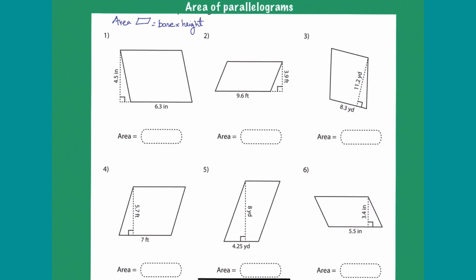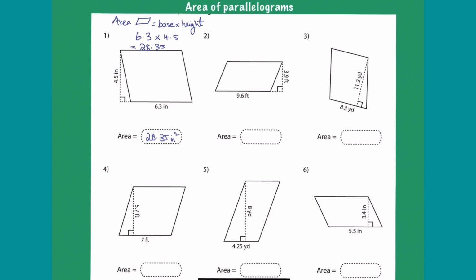So let's go straight into number 1 and let's do it. So the first one is base, which is 6.3 times 4.5. And your final answer is 28.35 once you calculate it. So 28.35 square inches is your final answer.